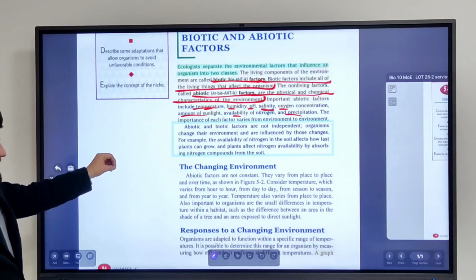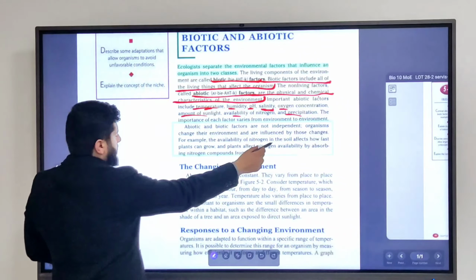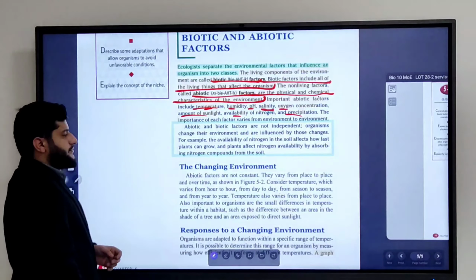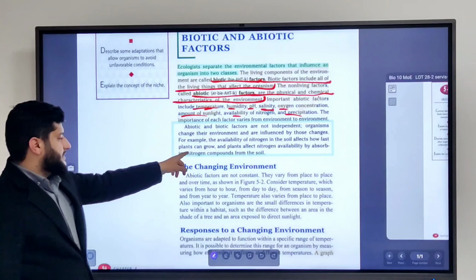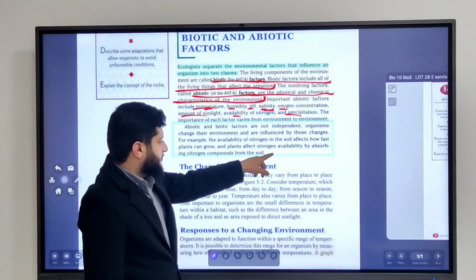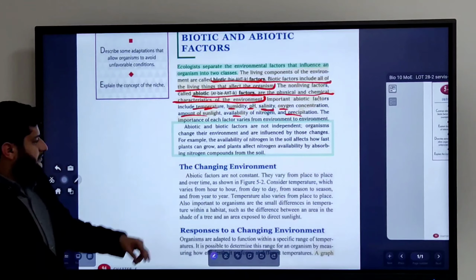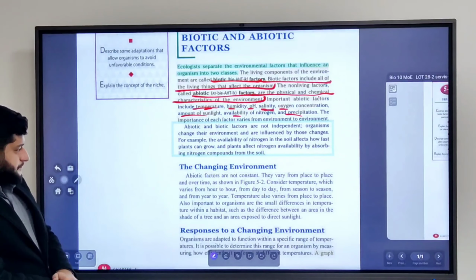Abiotic factors are not independent. Organisms change the environment and are influenced by those changes. For example, the availability of nitrogen in the soil affects how fast plants grow. The plants affect nitrogen availability by absorbing nitrogen compounds from the soil.